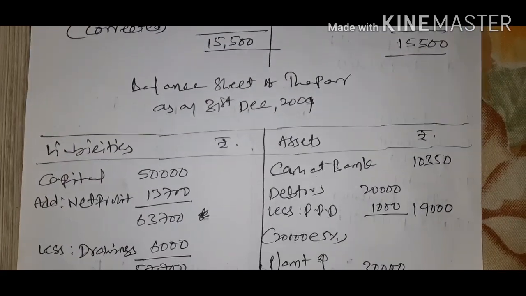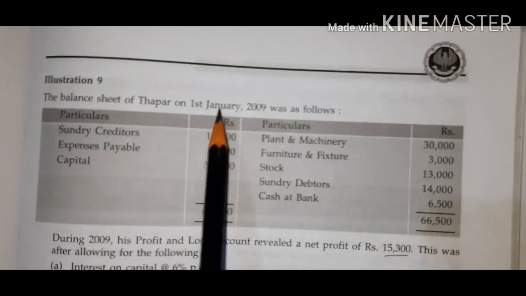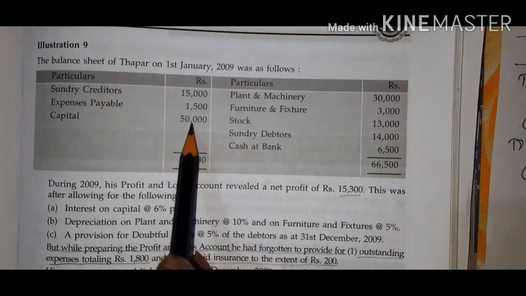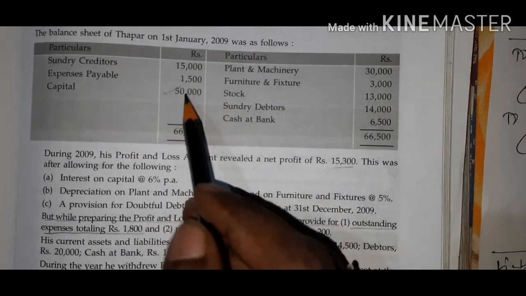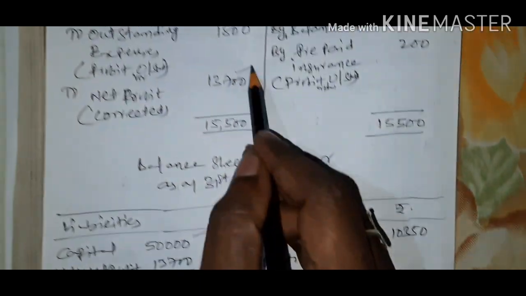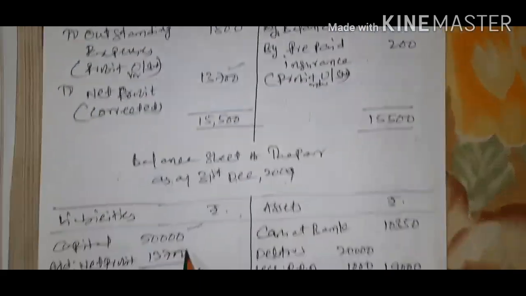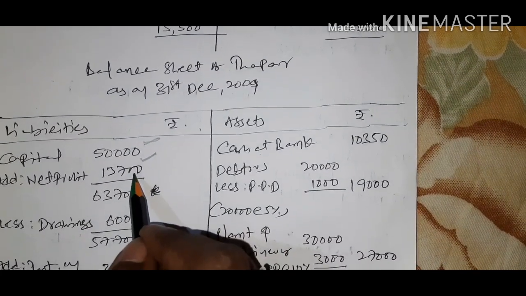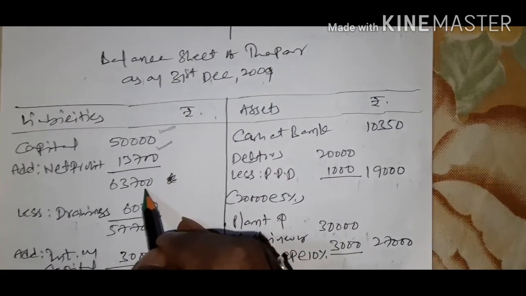Then we see here, friends, in the opening balance sheet, the balance sheet of Thapar as on 1st January 2009 was as follows. Capital 50,000 rupees. Capital 50,000, and whatever the net profit we have arrived at, that is correct net profit, that will be added here, 13,700. After adding 50,000 plus 13,700, it will become 63,700.